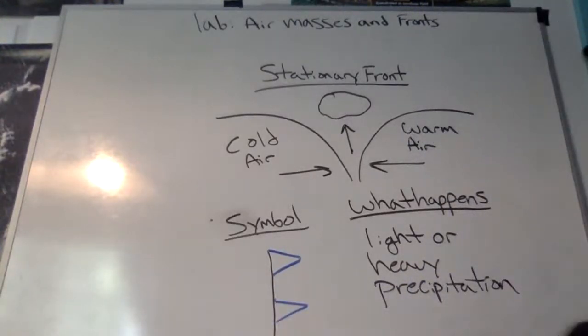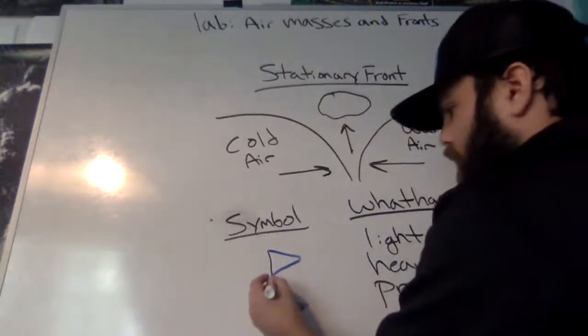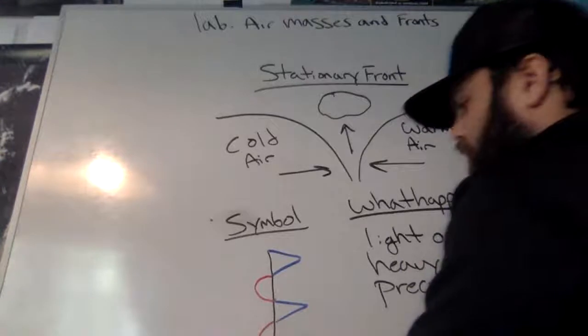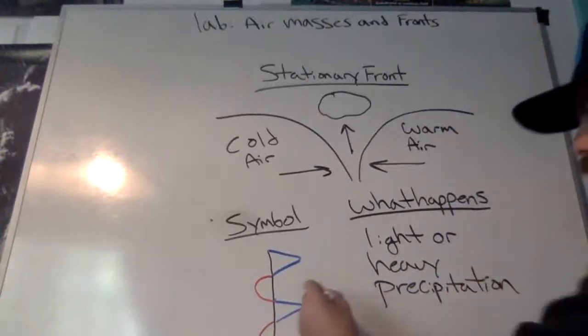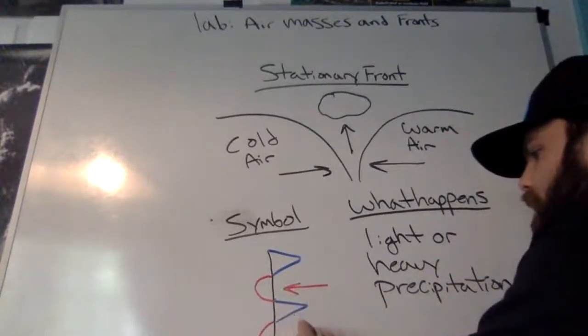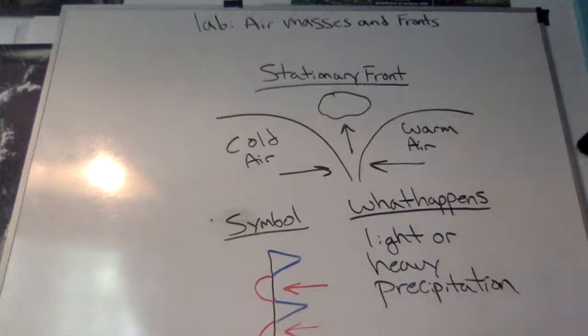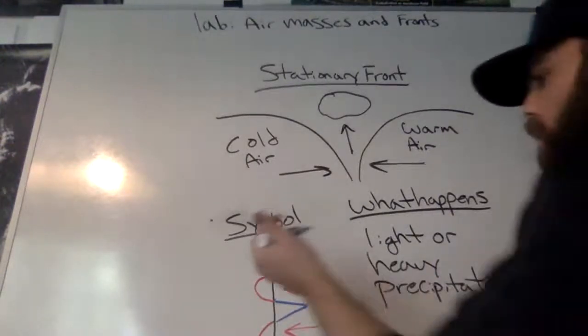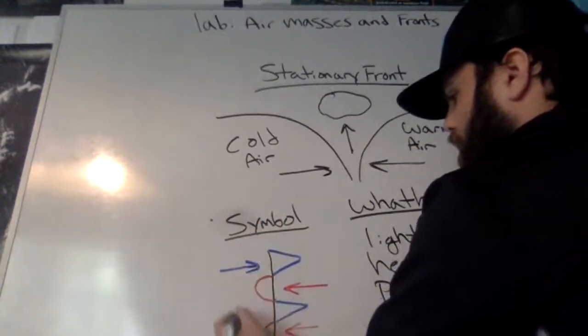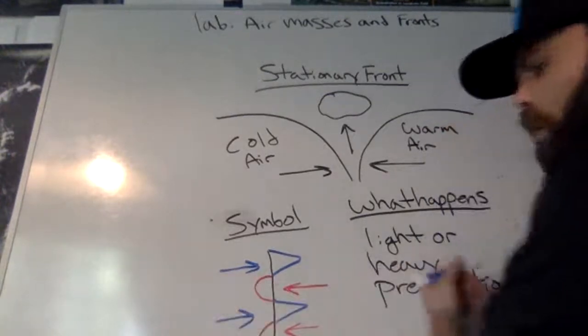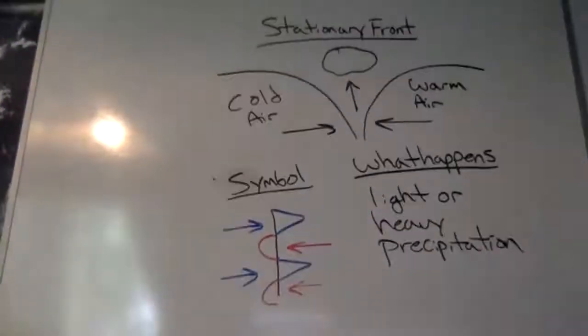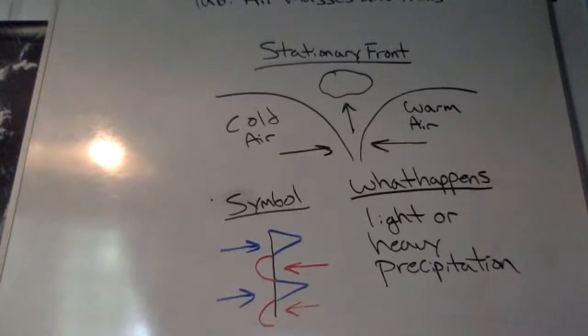Now the warm air is going to the left of the board, so I'm going to put my half circles on this side. This is showing that my warm air is going this way and that my cold air is going to the right. Okay? So that's a stationary front.